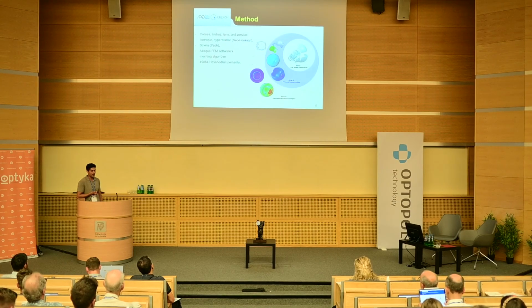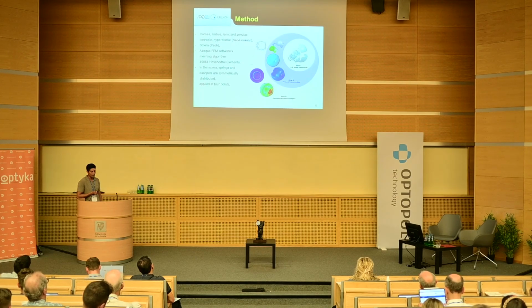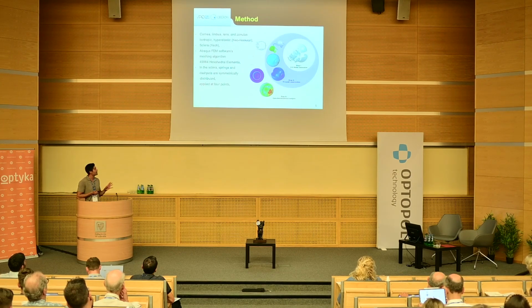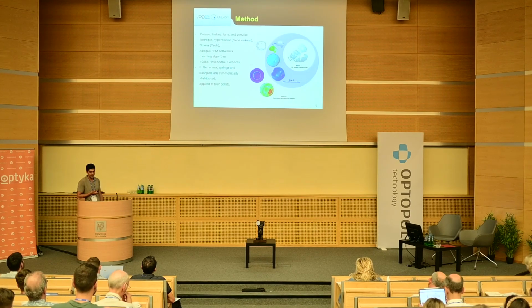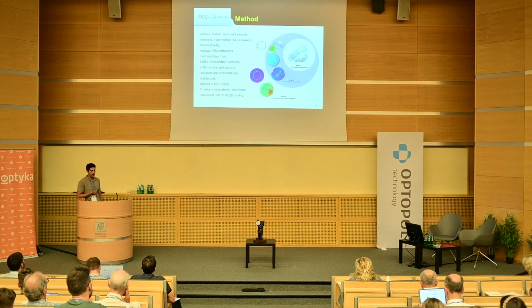In Abaqus FEM software, we used meshing algorithms. We had around 50,000 hexahedral elements on the whole eyeglobe model. And in the sclera, springs and dashpots are symmetrically distributed, applied at 4 points in the outer layer of the sclera. And we considered IOP between 16 to 28 millimeters of mercury, equal in both anterior and posterior chambers.